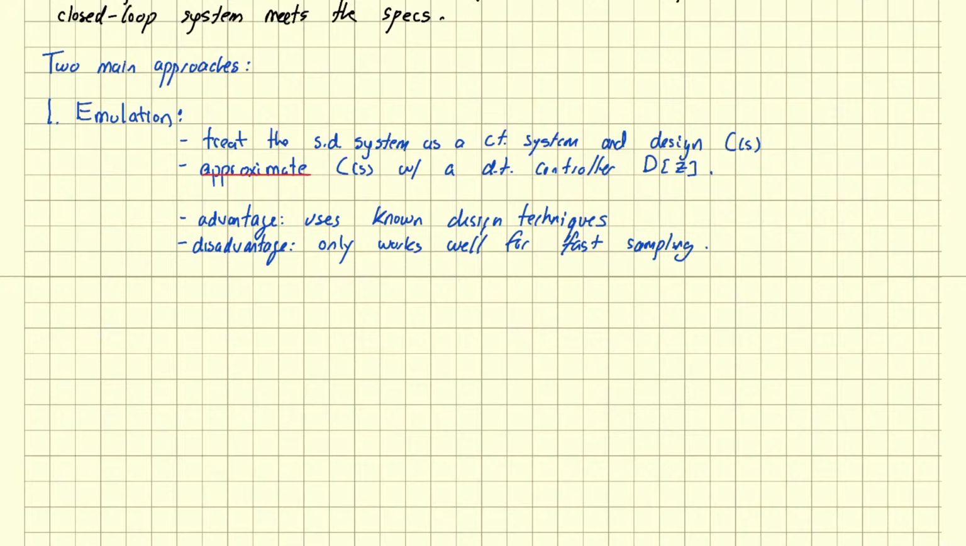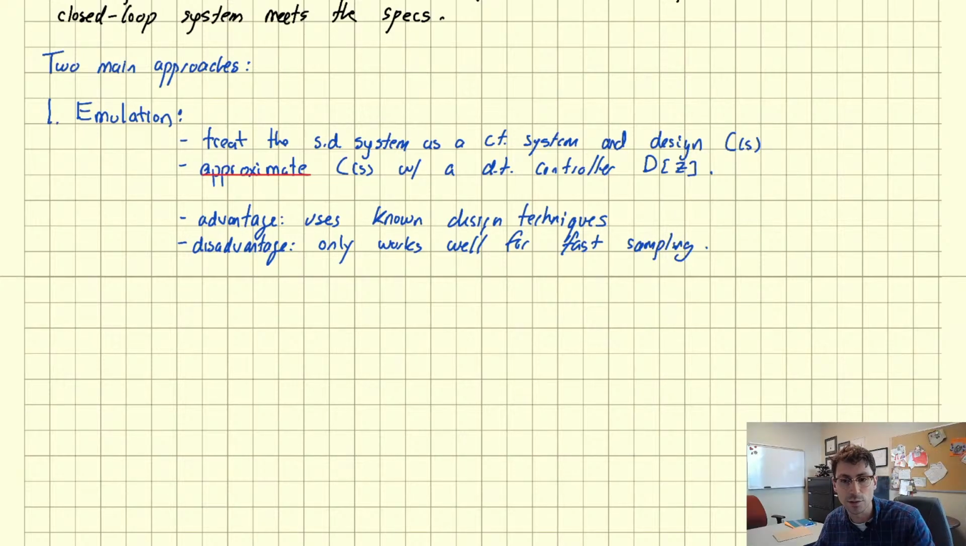So the question is, what is considered fast sampling? We'll definitely go over that as the course goes on, but essentially you look at the closed loop bandwidth of the system, and you want it to be roughly 5 times that value. Okay, so you look at the bandwidth of the control system, you want to sample about 5 times above that, if possible. Okay, and this will be discussed when we discuss emulation.